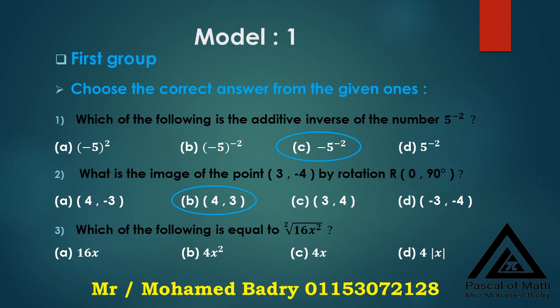Question 3. Which of the following equal to the square root of 16x power 2? Step by step. The square root of 16 equals what? 4. Great. Now, the square root of x power 2. 2 is even number. For this reason, the square root of x squared equals absolute value of x. The correct answer will be 4 absolute value of x. D.